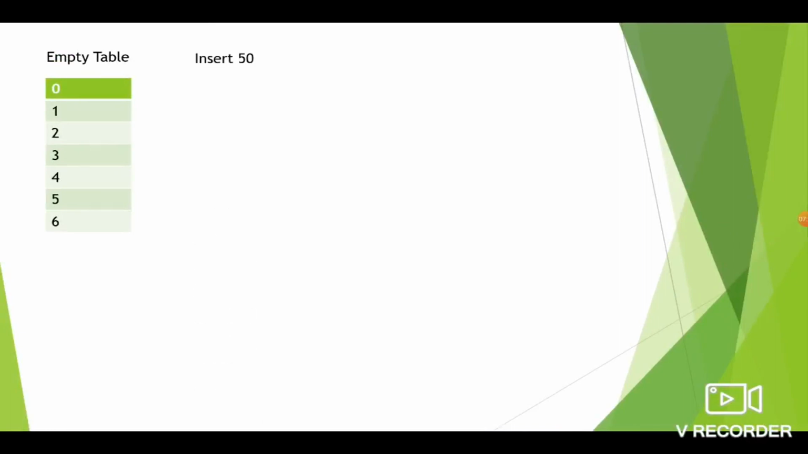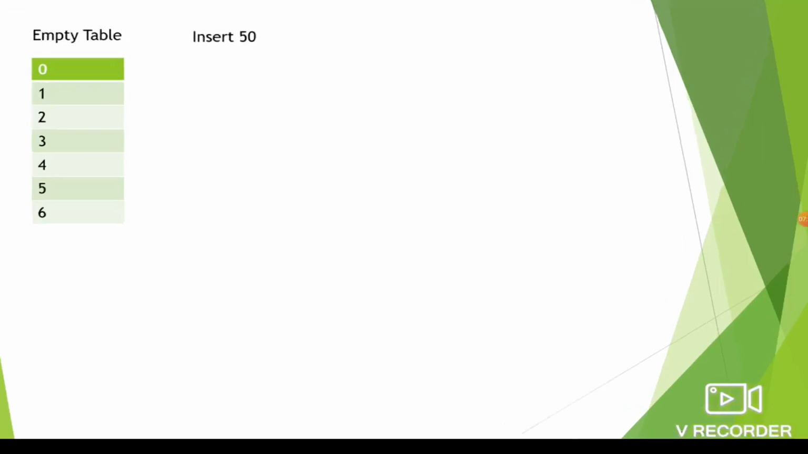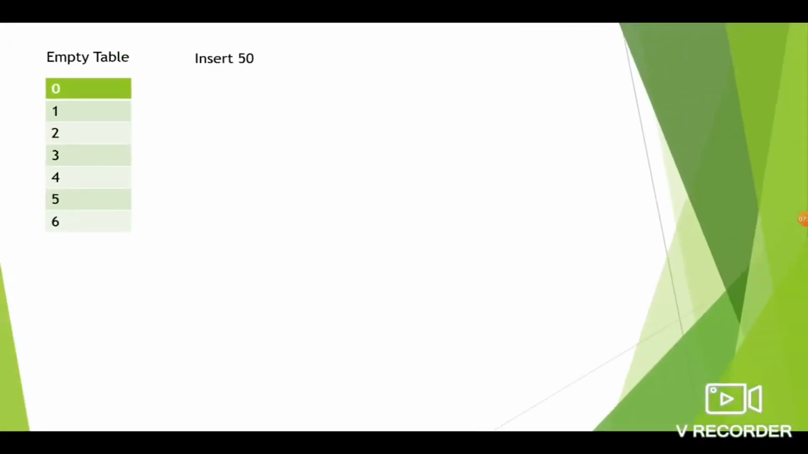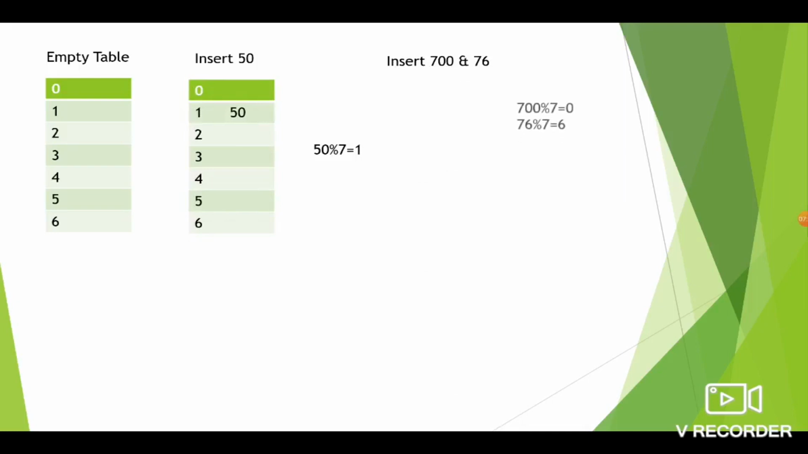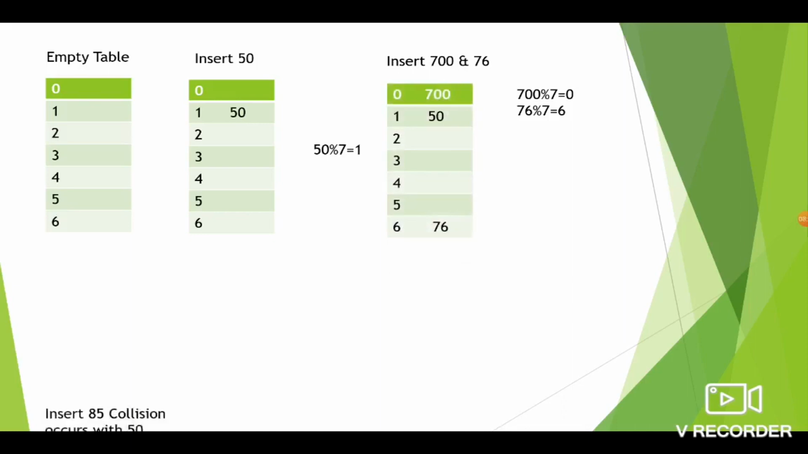We are inserting 50. Okay, inserting 50. 50 modulus 7 equal to 1. So 50 is inserted at index 1. And we are inserting 776. 700 modulus 7 equal to 0 and 76 modulus 7 equal to 6. So the elements are inserted at the respective places.